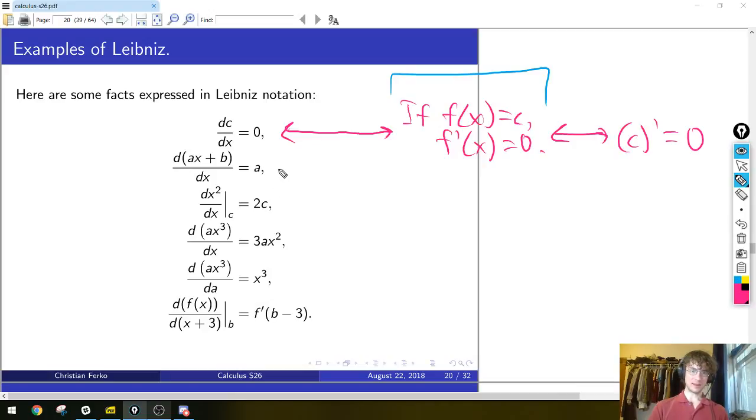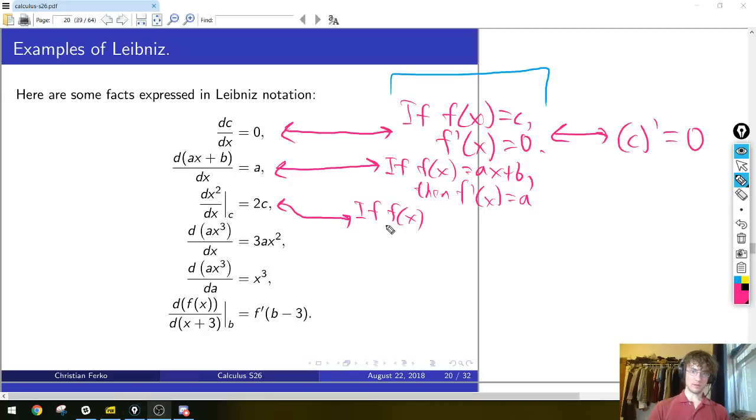But okay, so what does this mean? In Leibniz notation, this is the translation of the statement that if f of x equals ax plus b, then f prime of x equals a, which is what we've proved before. It's this slope stuff. Okay, what's this? The bar, as we've said, means that we're evaluating the derivative at a particular point. So if f of x equals x squared, then f prime evaluated at the point c is twice c. Good.